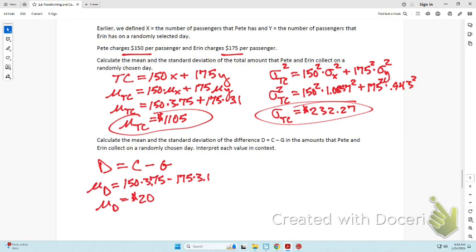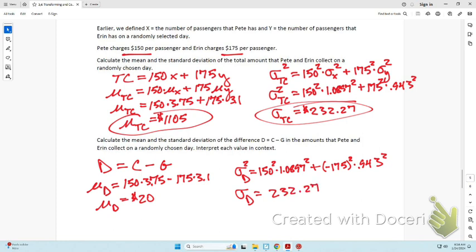Standard deviation, we square everything. So if you need to write it, you can, but I would be A-okay with you just writing no change from the previous, because we square that 175, that negative 175. And we end up with the exact same answer we had a second ago. No change.